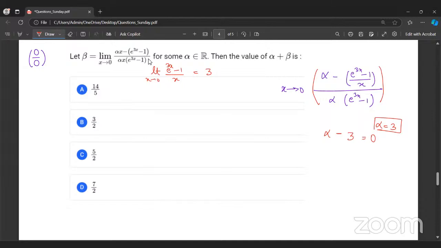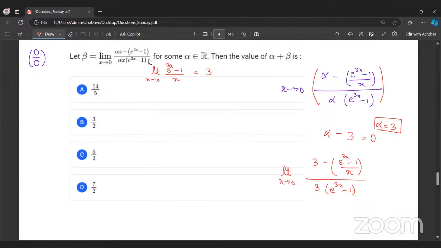So now this thing will change to 3 minus e raised to 3x minus 1 whole divided by x, whole divided by 3 into e raised to 3x minus 1. Do you agree, everyone? Yes, sir.